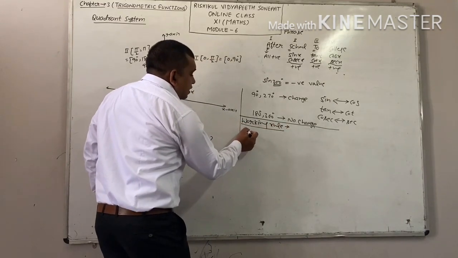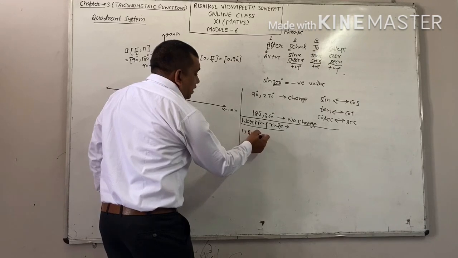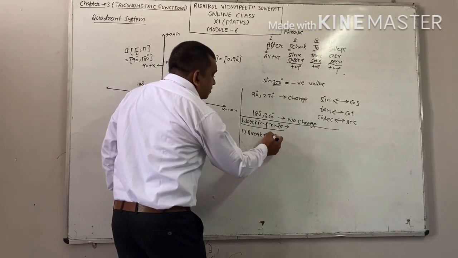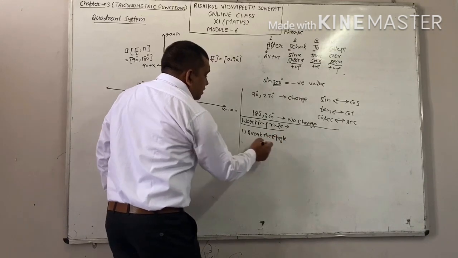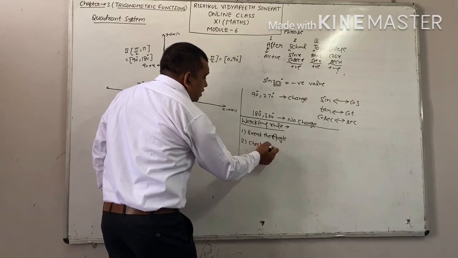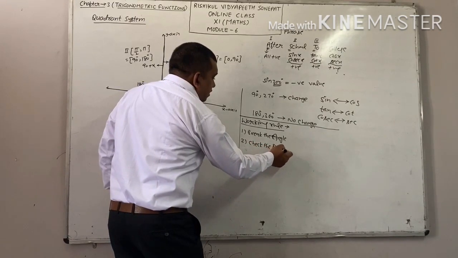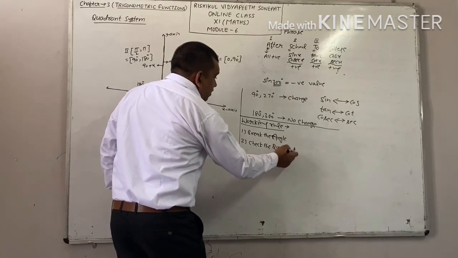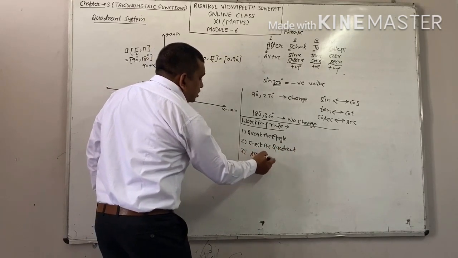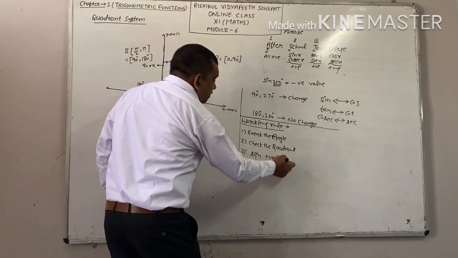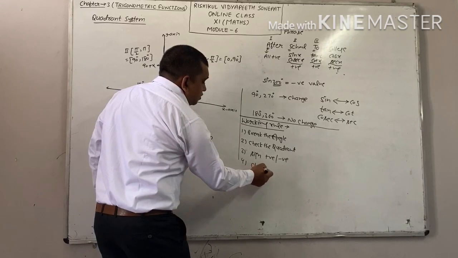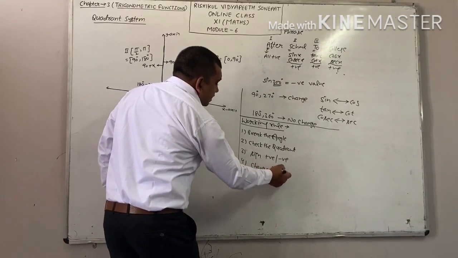First step is break the angle, means we will break the angle. Second, check the quadrant. Third, sign, positive or negative, and last step is change or no change. Let us take an example.